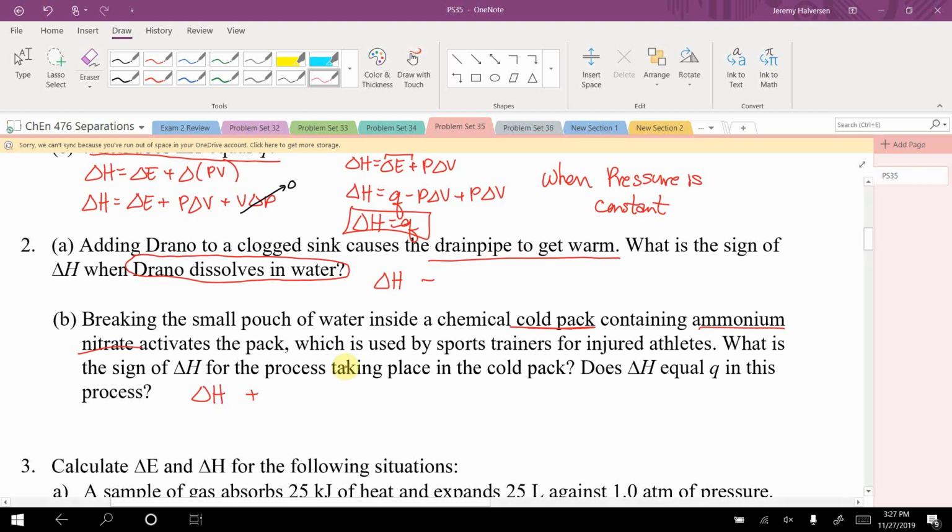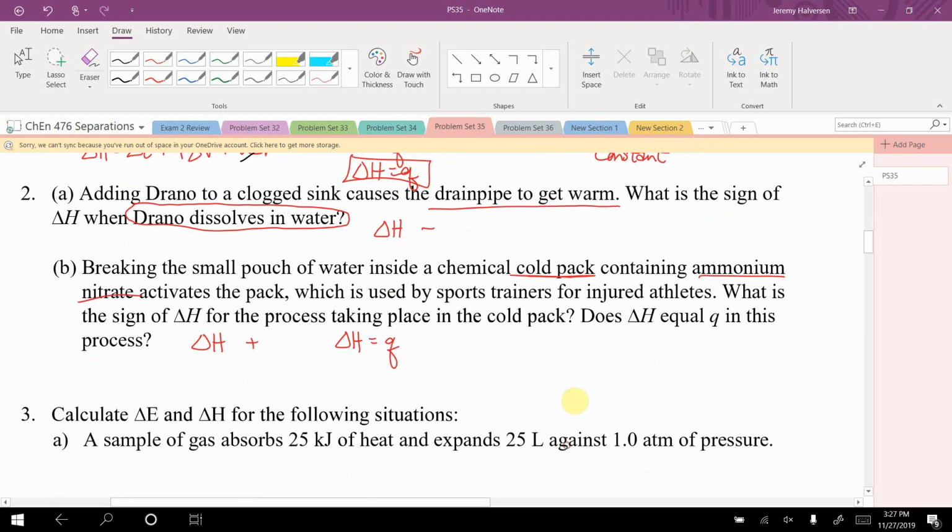All right, what is the sign for delta H of the process taking place? Again, that's positive. Does delta H equal Q in this process? Delta H does equal Q because we're not changing the pressure in the universe when that's going on. Because pressure is not changing, delta H equals Q.